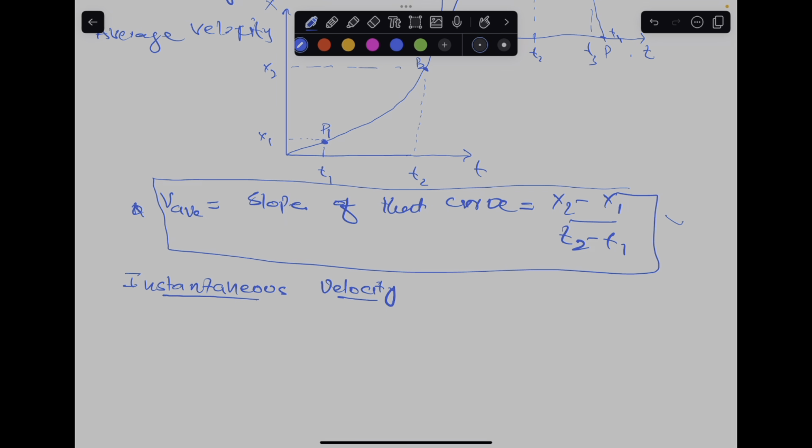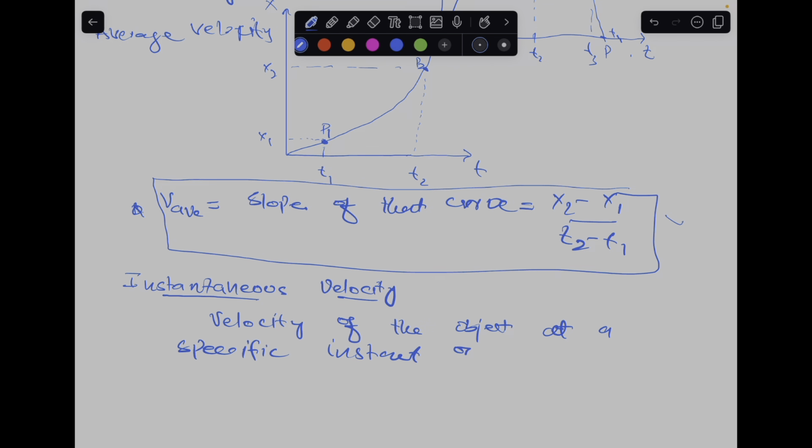Instantaneous velocity, which is the velocity of the object or a particle at a specific instant of time. So along the path.